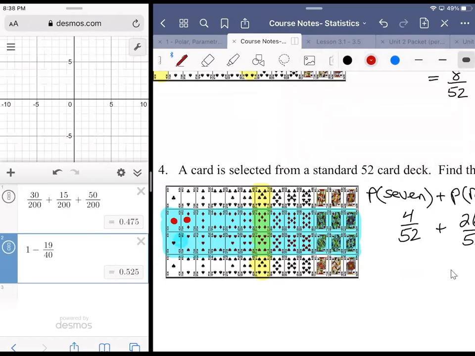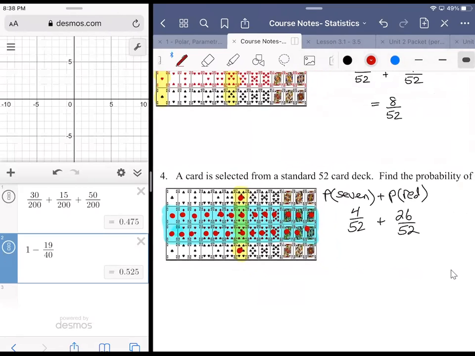I'd have 1, 2, 3, 4, 5, 6, 7, 8, 9, 10, 11, 12, 13, 14, 15, 16, 17, 18, 19, 20, 21, 22, 23, 24, 25, 26. And then since I've already counted 2 of the 7s, I don't have to count them again. I just have to count the other 2 7s, so 27, 28. All right, but if I take my 2 fractions here and add them together, I'm going to get 30 out of 52. I should only get 28 out of 52.